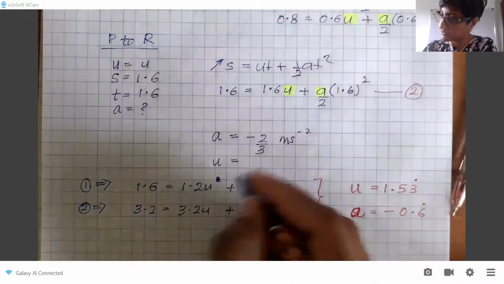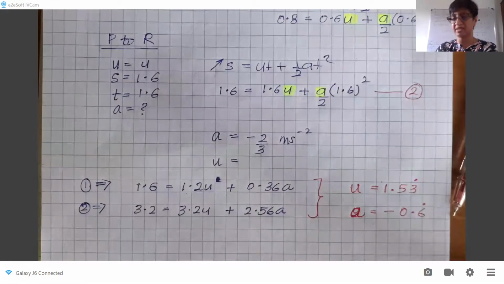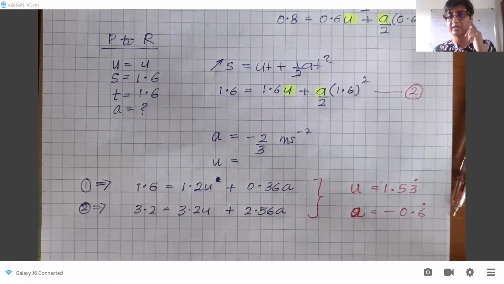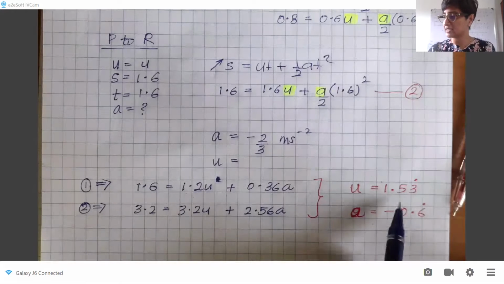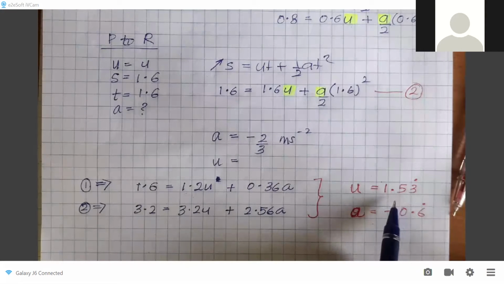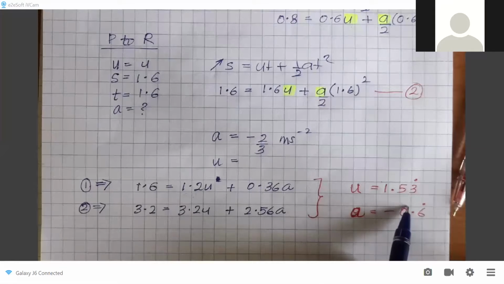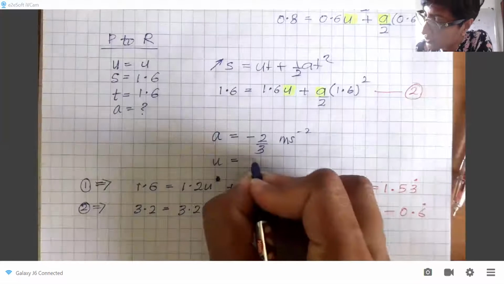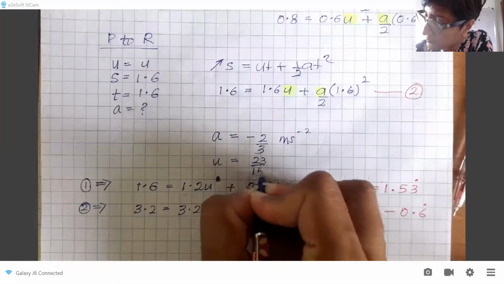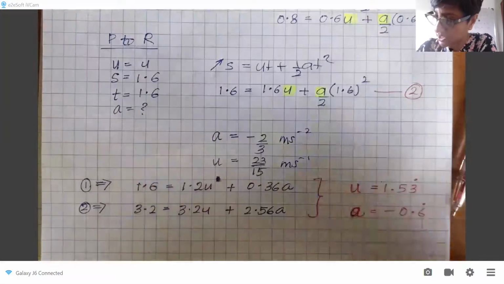So I get 1.53 recurring, which as a fraction is... Is it 23/25? No, Malik, 23/25 is wrong. What is this as a fraction? 23/15. Correct. 23/15 meters per second. Those are your two answers.